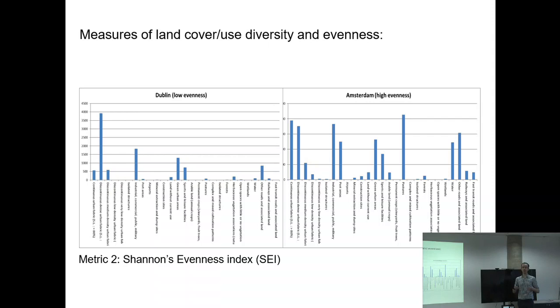And then we looked at evenness. This is different from diversity because it takes into account the number of land covers, but also how evenly distributed they are. We can see Dublin on the left has low evenness because although it has quite a number of land uses, it's still dominated by dense residential areas. Whereas Amsterdam, which has a similar number of land uses to Dublin, is actually quite even, and we can see there are about 8 land uses where the distribution is quite even throughout the city.